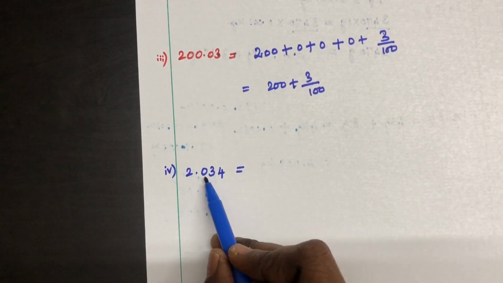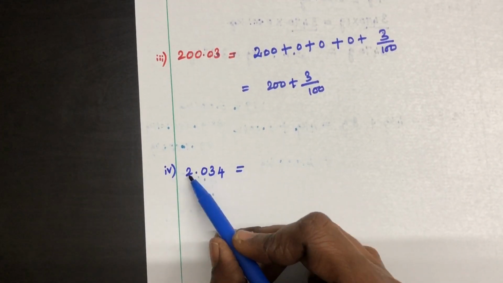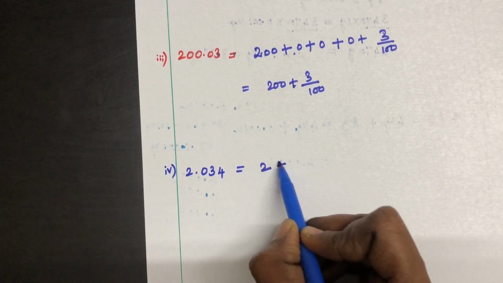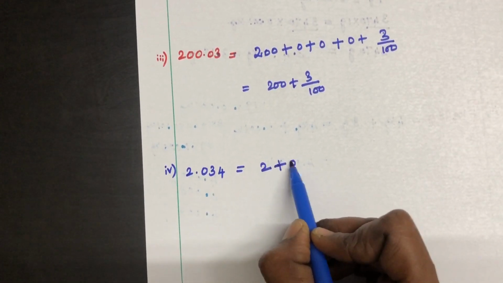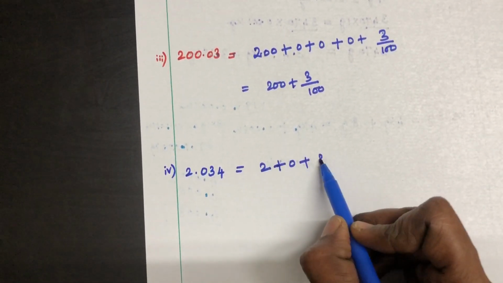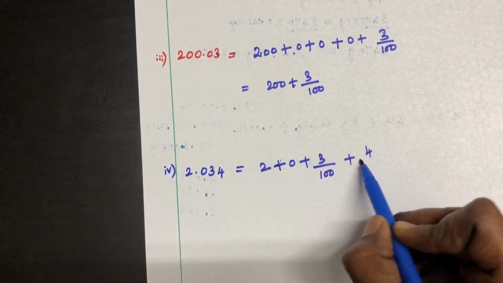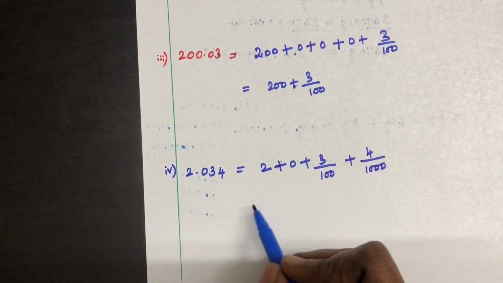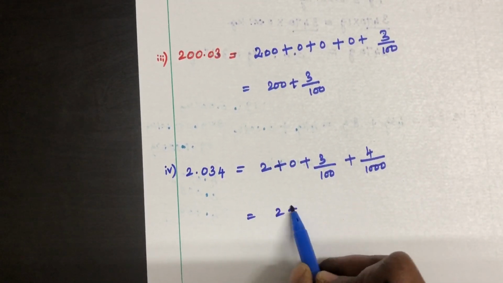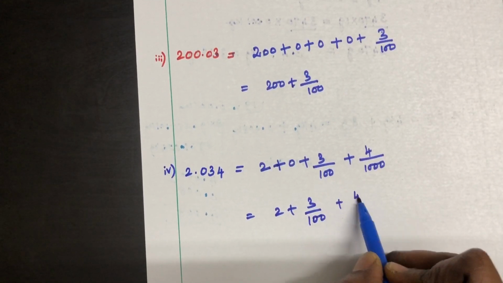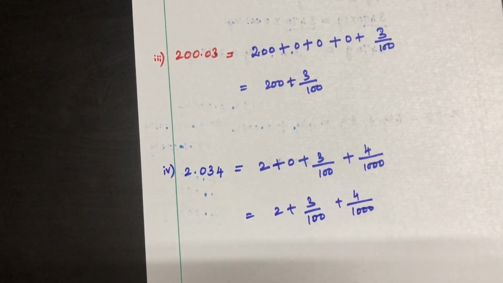Now 2.034. Only units place is there. So 2 plus no tenths place, 0. Hundredths place is 3 by 100. Thousandth place is 4 divided by 1000. This is equal to 2 plus 3 by 100 plus 4 by 1000.